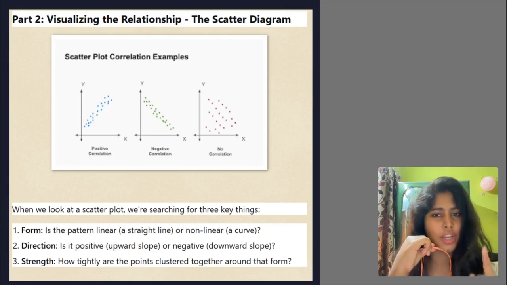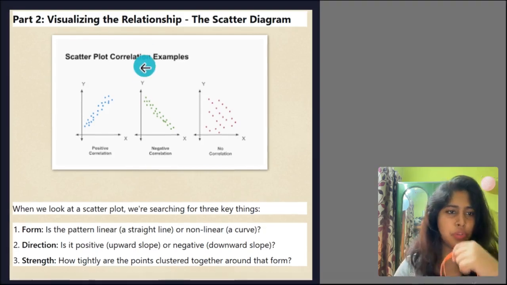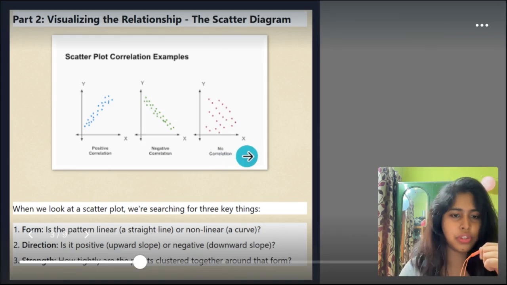You can see here. Number 1, form. Is the pattern a straight line or a curve? Number 2, direction. Does it slope upwards or downwards? Number 3, strength. Are the points tightly packed in a line or are they scattered everywhere? You will generally see a classic few patterns here. As you can see from this graph, positive correlation, negative correlation, and no correlation.